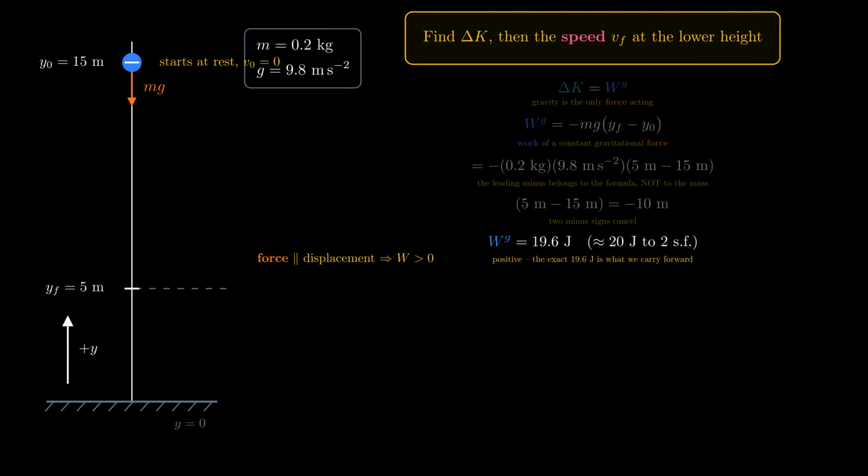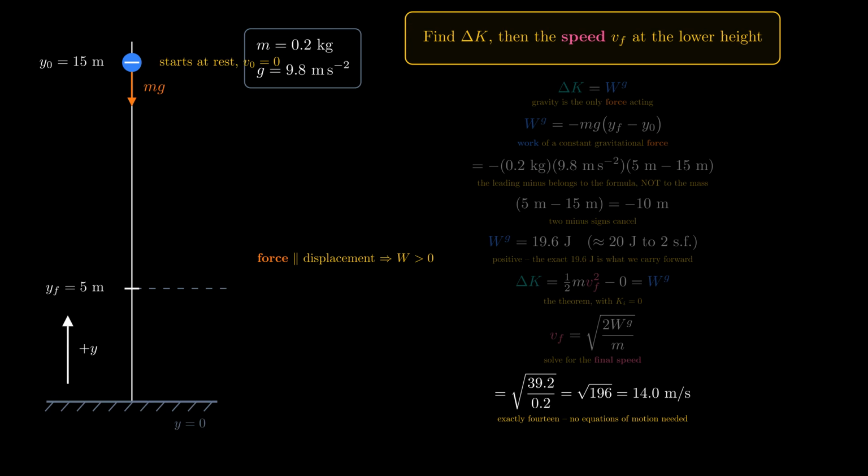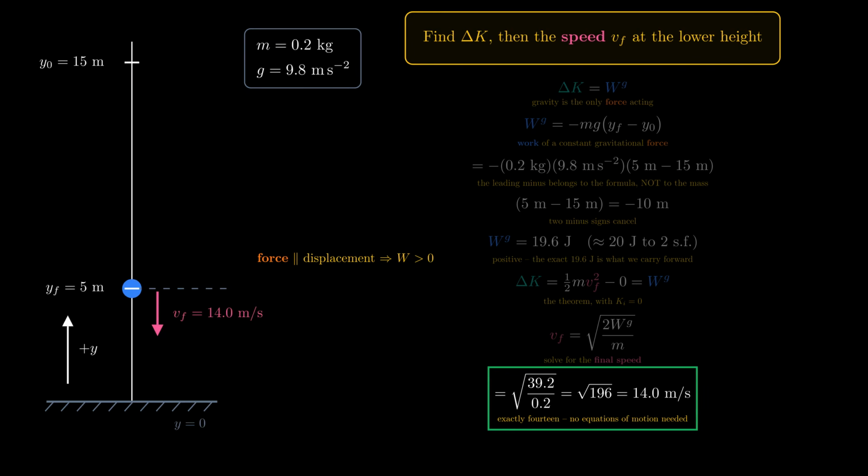Now invoke the theorem. Starting from rest, the initial kinetic energy is 0, so delta K is 1/2 mv_f squared, and that equals the work. Solve for the speed. v_f equals the square root of 2 times the work over the mass. 2 times 19.6 joules is 39.2. Divided by 0.2 kilograms gives 196 meters squared per second squared. The square root is exactly 14 meters per second.